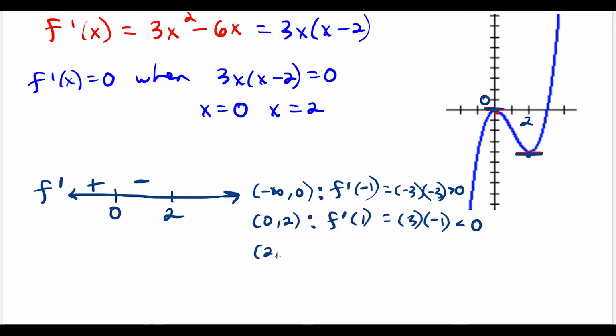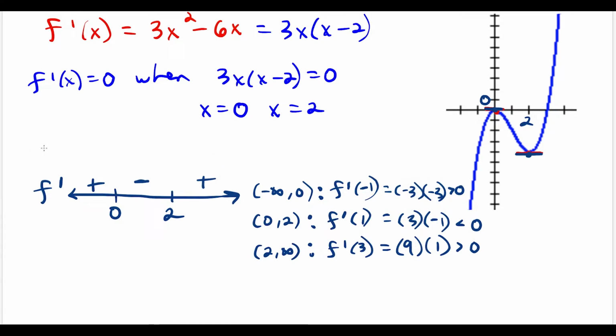And now the last interval from 2 to infinity, a nice number to plug in would be x equals 3. And I plug this into the factored form. 3 times 3 is 9. And then we have 9 times 3 minus 2 is 1. And this is going to be positive. So that's the sign of our last interval here.